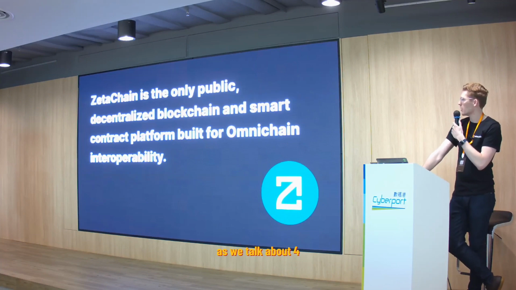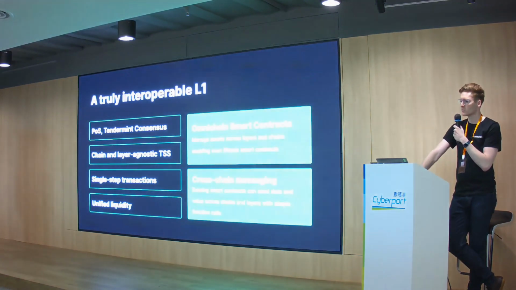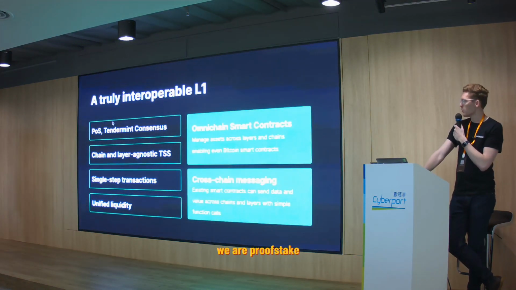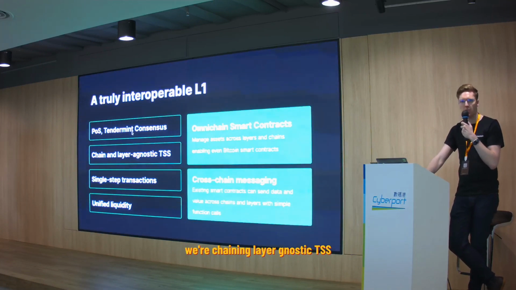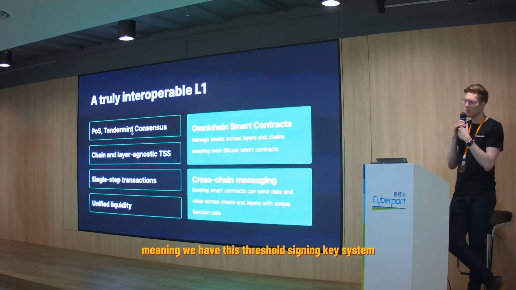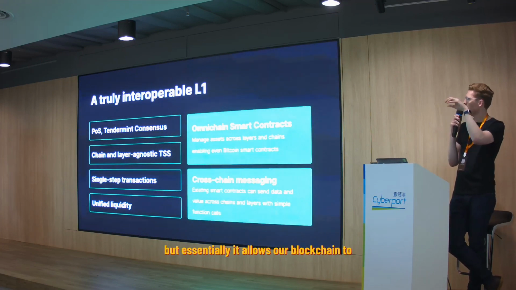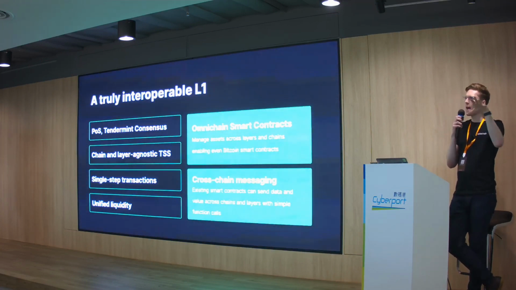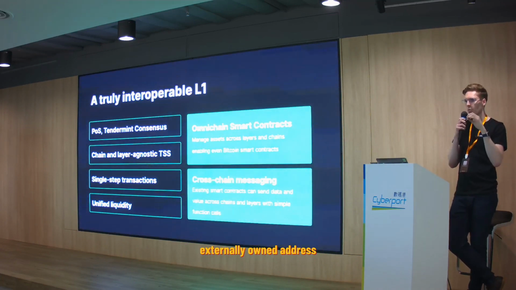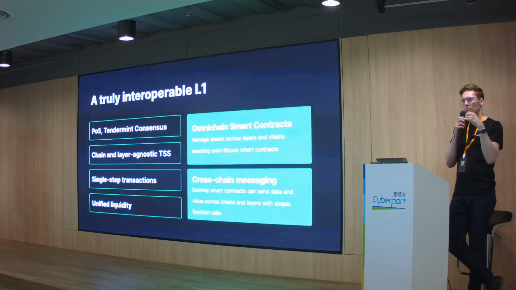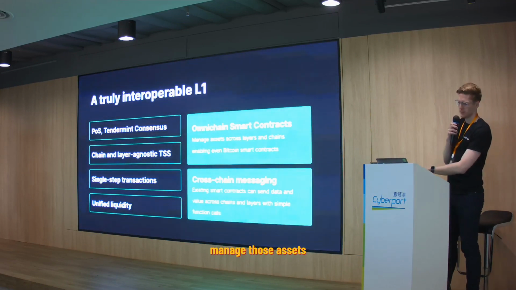As we talked about before, we're the only public decentralized smart contract platform focused on this at the moment. We're proof of stake and use Tendermint consensus. We're chain layer agnostic TSS, meaning we have this threshold signing key system, which we can dive into later, but essentially it allows our blockchain to interact with external chains just like an externally owned address. So it makes it much simpler to manage those assets.